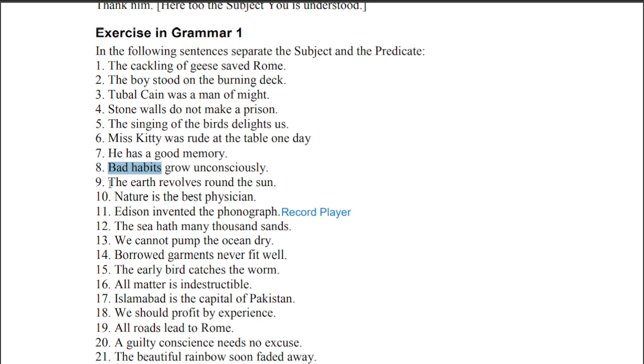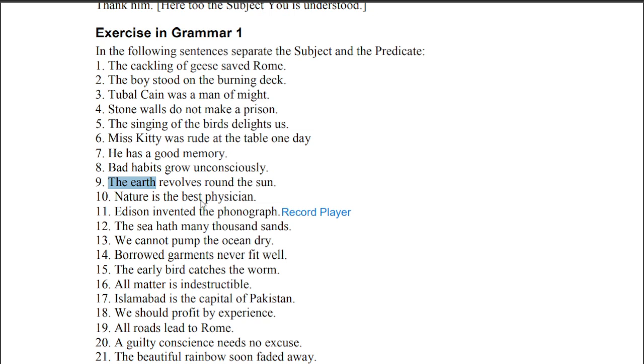Statement number 9. The earth revolves round the sun. The speaker has first named a thing, the earth, so it is a sentence. Then he said something about the earth, the subject: revolves round the sun. So, revolves round the sun is the predicate, the earth is the subject.